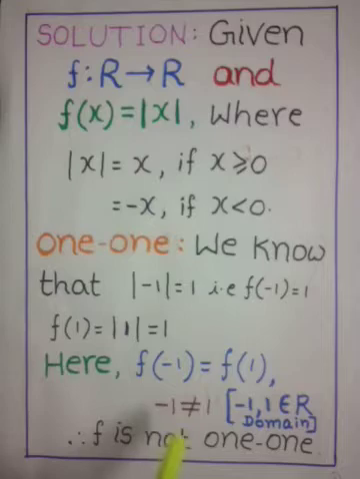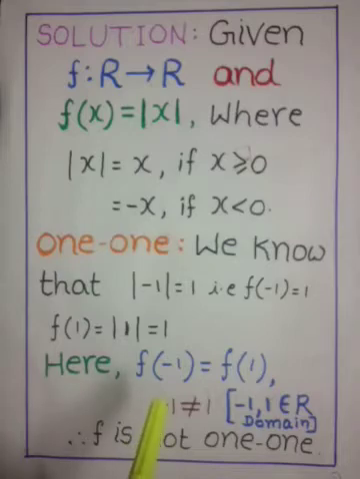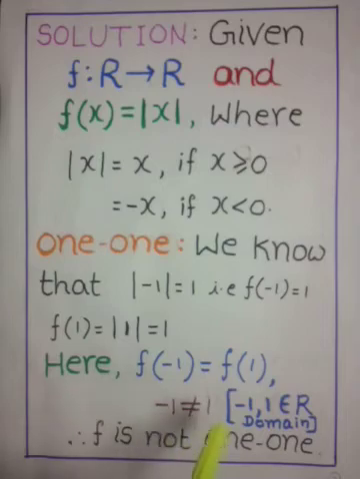It means the function is not satisfying the 1-1 function condition. Distinct elements in the domain should have distinct images in the codomain, but it is not satisfied here. Therefore, we can say that f is not 1-1 function. Understood, my dear children? Right.